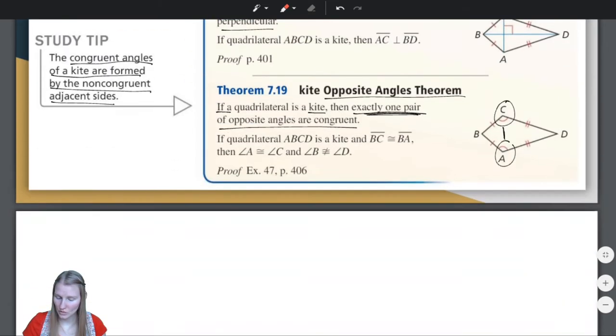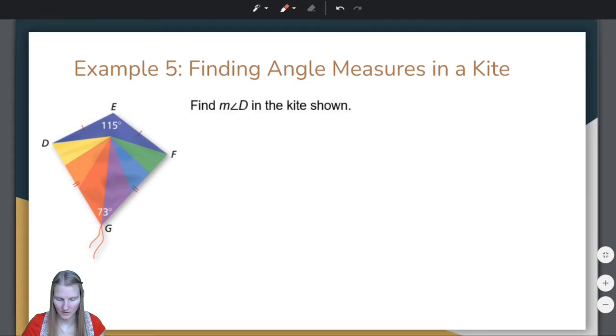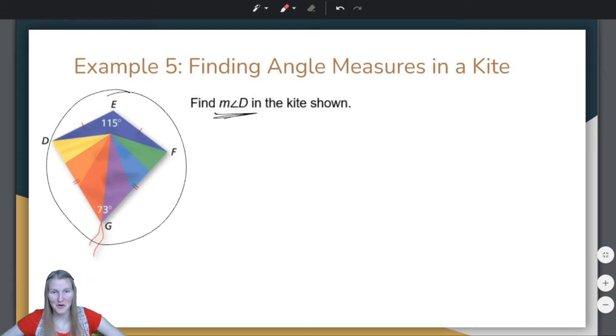Okay, let's use these theorems to solve some problems. So, finding angle measures in a kite. We are told that angle E is 115 degrees, angle G is 73 degrees. We want to find the measure of angle D in the kite shown.